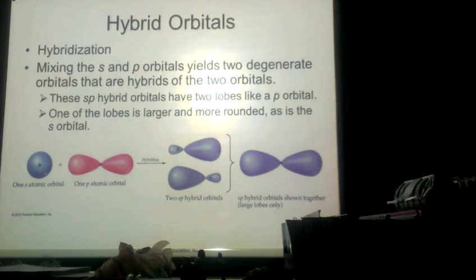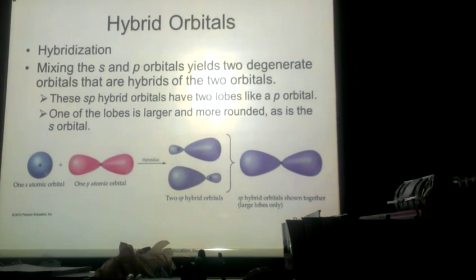Mixing s and p yields 2 degenerate orbitals, degenerate meaning even energy level, yes? So degenerate orbitals that are hybrids of the 2 orbitals. So an s and a p come together to make an sp hybrid orbital.